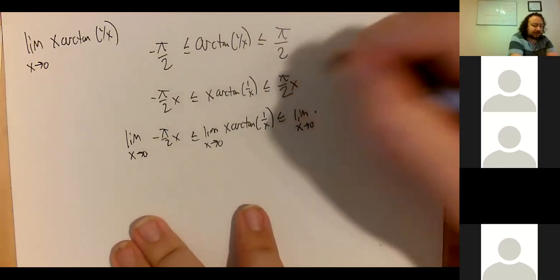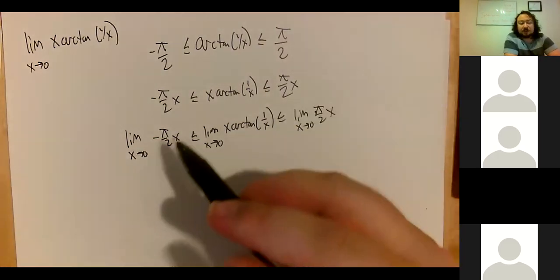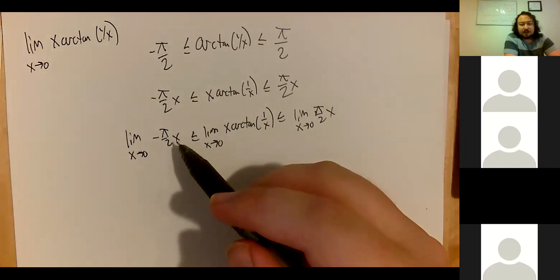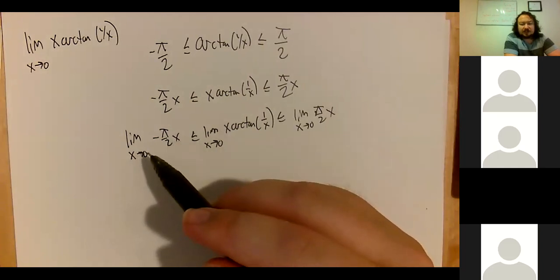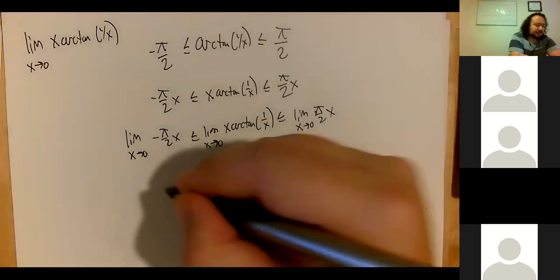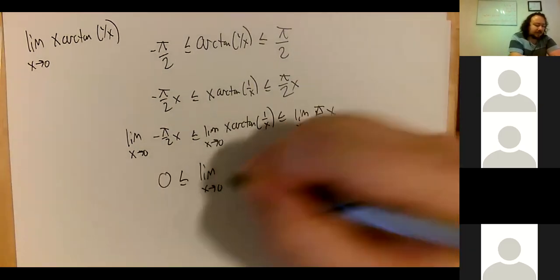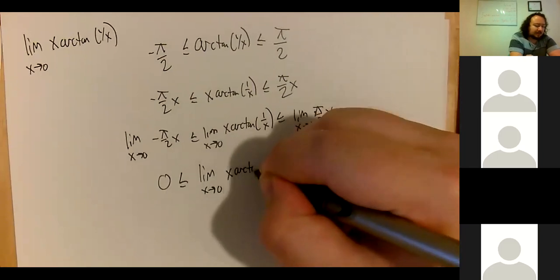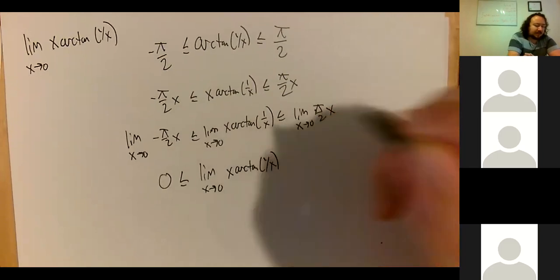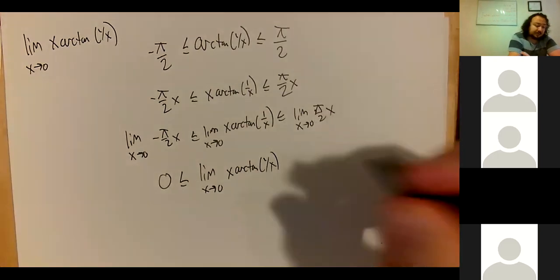Oops, there should be an x here. Pi over 2 x. All right, so if we look at the left limit here, we're going to have the limit as x goes to 0 of negative pi over 2 x. That's going to head to 0. And then we have our limit here in the middle. And then over here, the limit as x goes to 0 for this will also be 0.